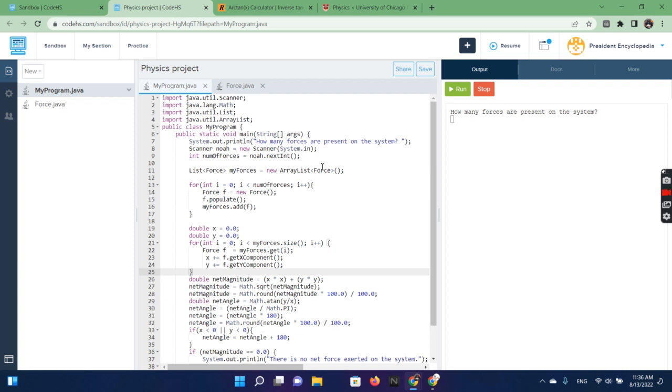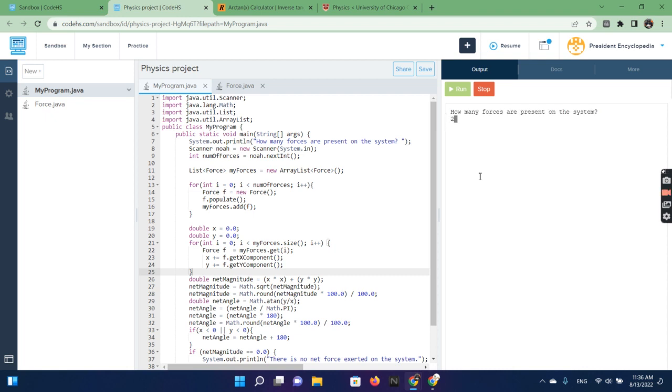What it does is it asks you how many forces there are, and then you enter the magnitude and angle of each force, and then it calculates what the net force is on the system. This is all assuming that the forces act upon the center of mass of the system. So if you run the code right here, it'll take a little while, and then it'll ask how many forces are present on the system.